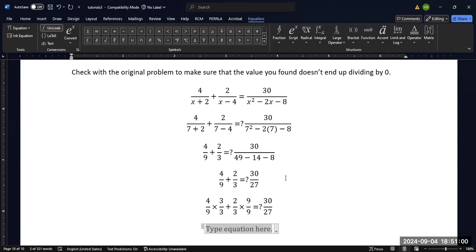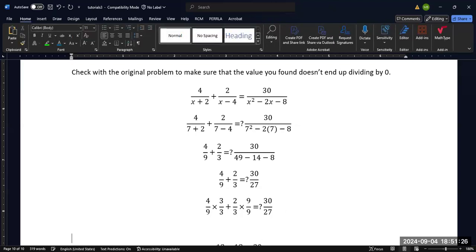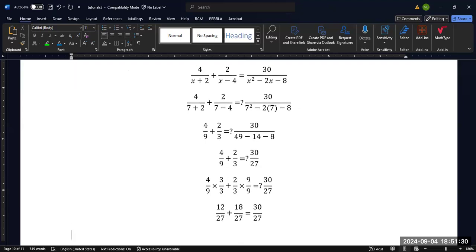So my denominator will be 27, and I'm going to multiply my numerators also. So I'm going to get 12 over 27 and 18 over 27. And is that 30 over 27? If I add 12 and 18, I am going to get 30 over 27. So that checks out. That is, x equals 7 is a solution to my rational equation.